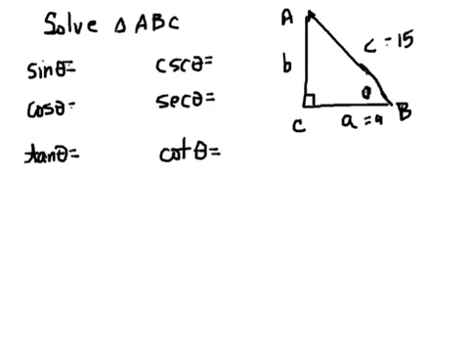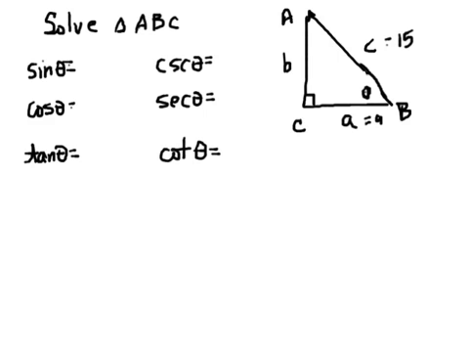Before we solve a triangle, let's start with refamiliarizing ourselves with some of the trig functions and finding the different values for those. Alright, so we have this triangle. We know two of our sides, A is equal to 9 and C is equal to 15. Before we can find sine, cosine, and tangent, we need to know the third side of the triangle, but this is a right triangle, so we can solve it using the Pythagorean theorem.